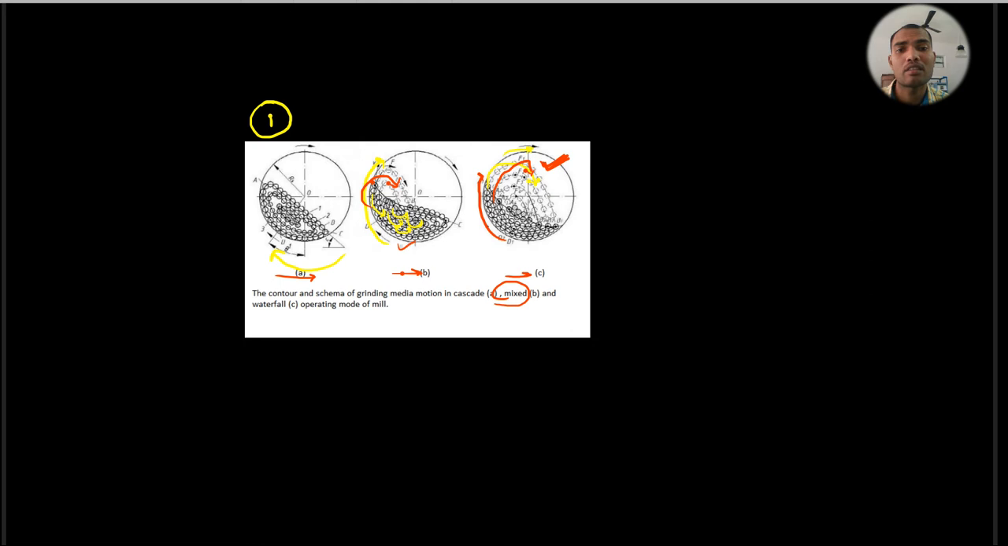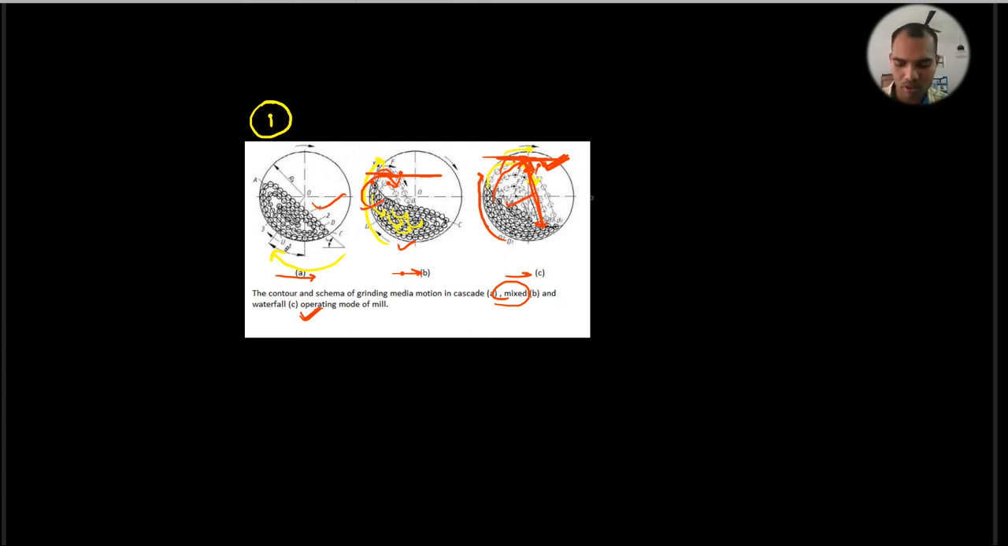Now what will happen in the second pattern? It will also work, but look at the height. In the second, it is falling from this level, and in the third, it is falling from the top level. So definitely when it falls from the top level, the potential energy will be more at the top, and it converts into kinetic energy, and it will fall up to almost a diametrical height. So it will give more impact on the materials. So we want the ball mill to be in this condition, not the first and second.